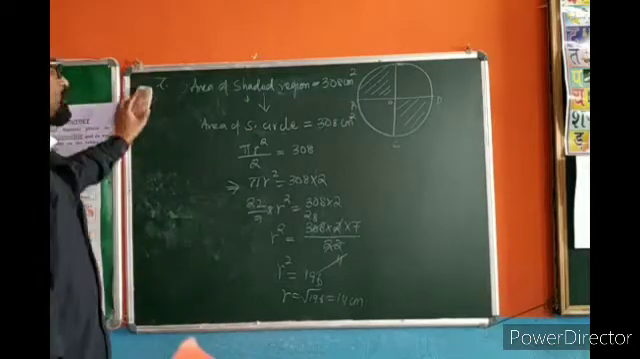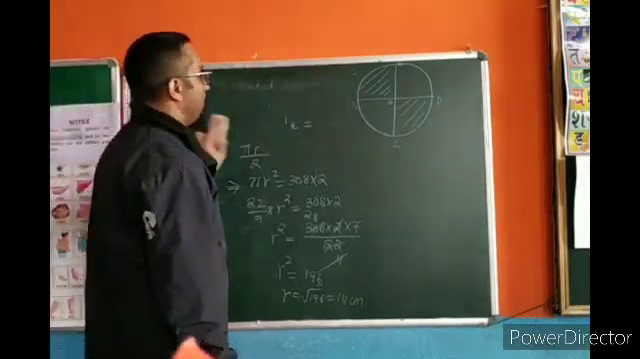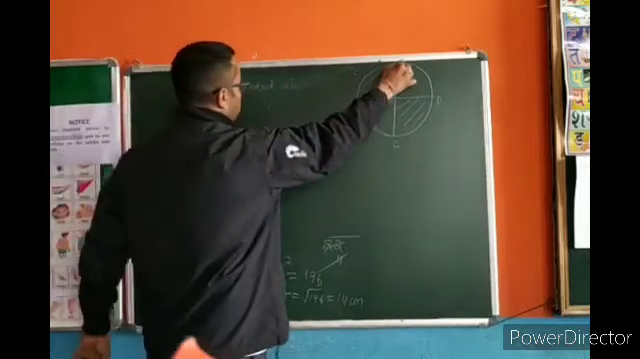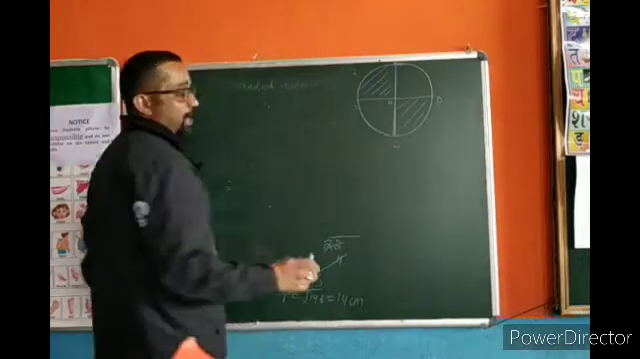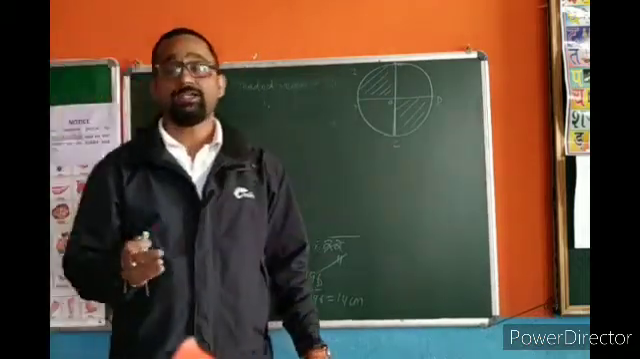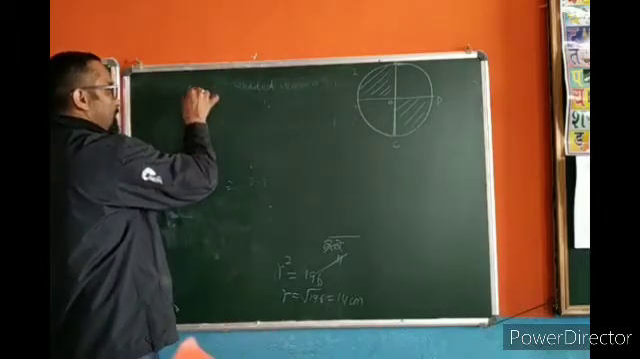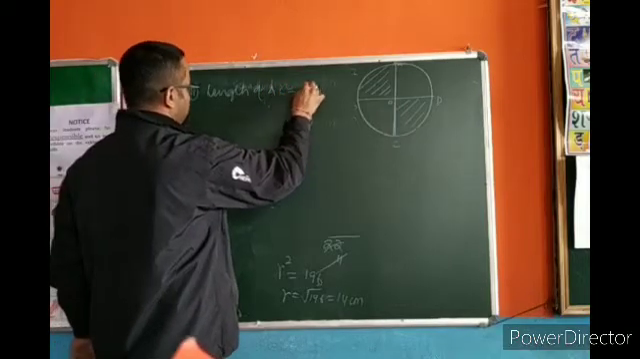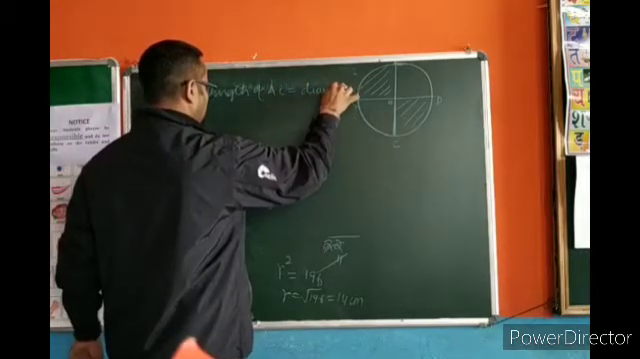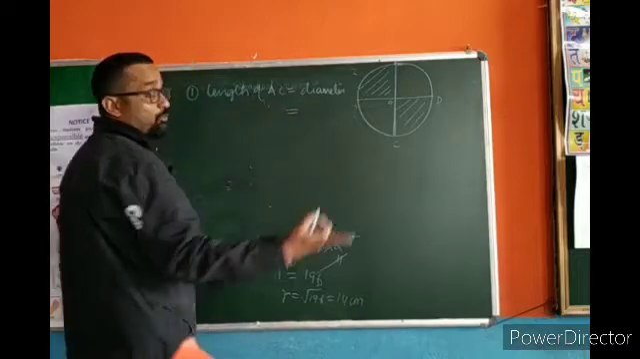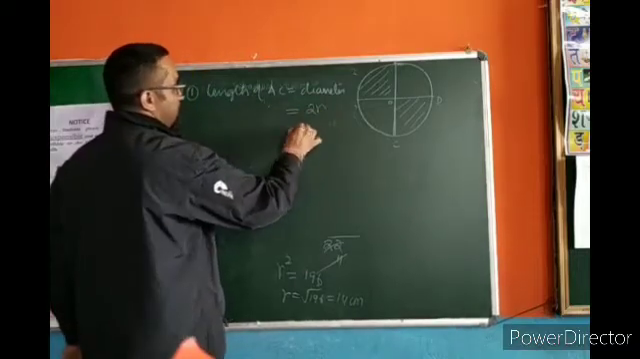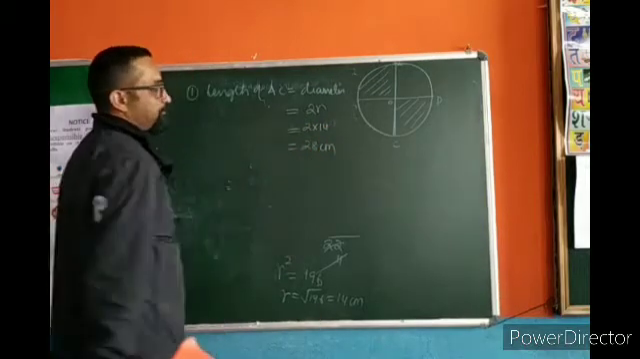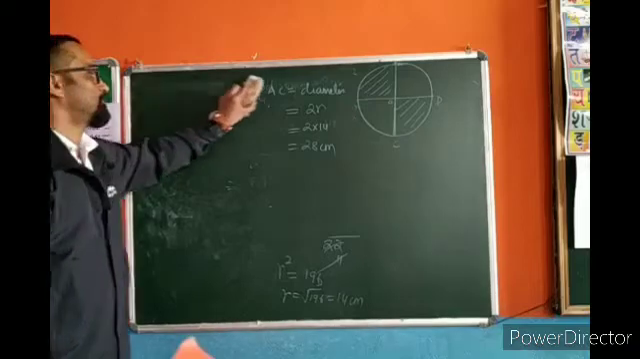We know the radius. Now question says that calculate length of AC. If you look at the diagram, this AC is passing through center, and the line which is passing through center is known as diameter. Length of AC is equal to diameter, and we know how to calculate diameter. It is twice of radius. 2 into 14, which is equals to 28 centimeter. We know the first answer.